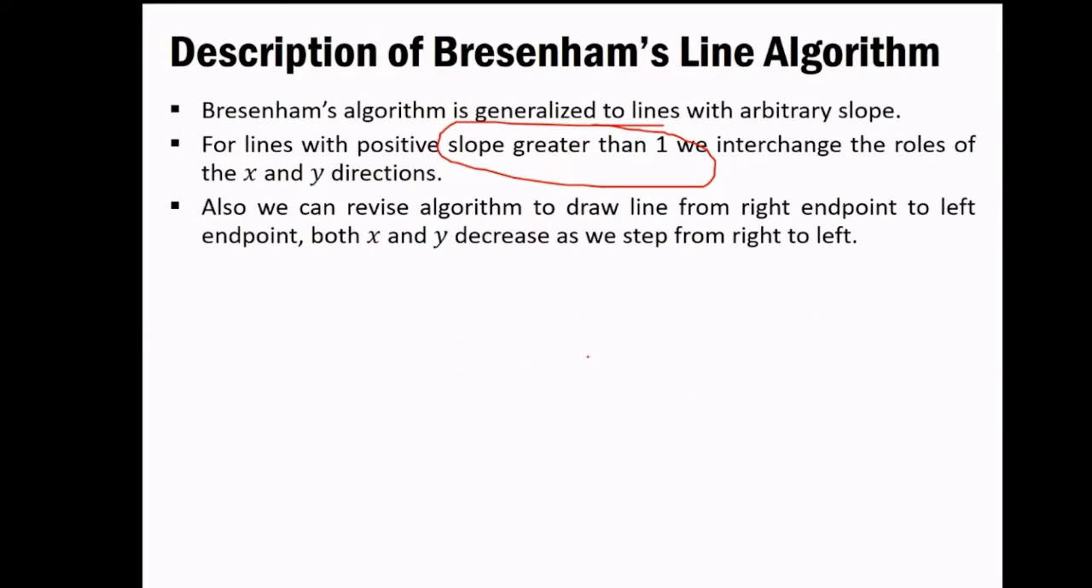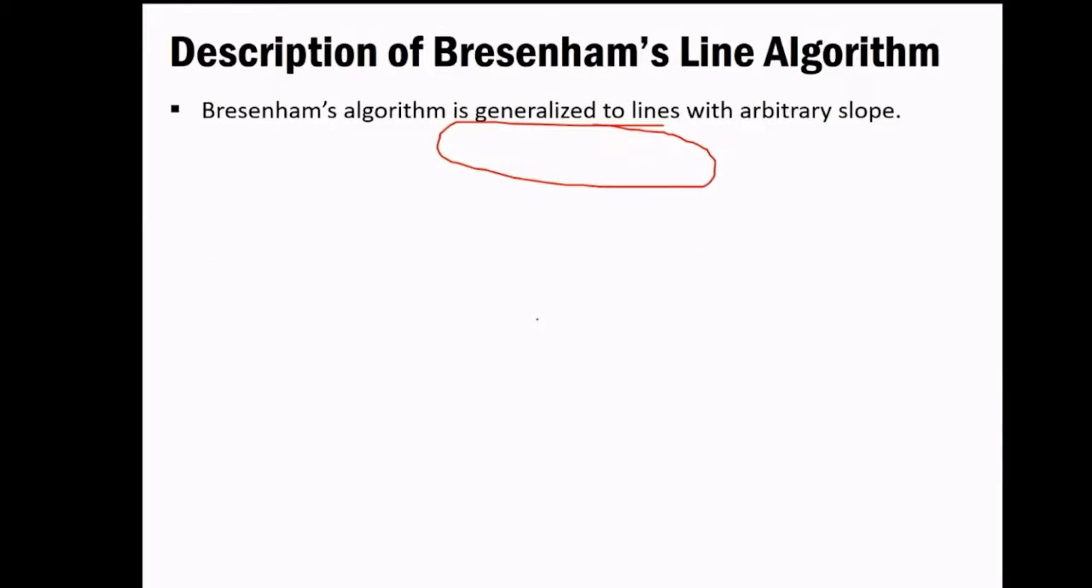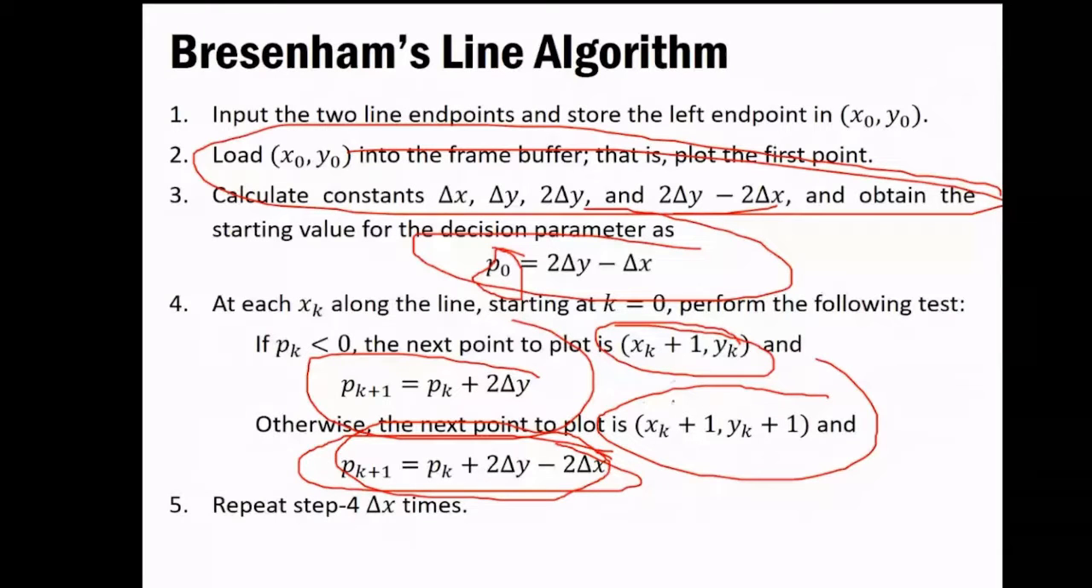Then we can revise the algorithm to draw a line from the right endpoint to the left endpoint, where both x and y decrease as we step from right to left. As I told you, the case won't be the same if we are going from right to left. So we have to decrease the x and y values. Right now in the algorithm we are incrementing, but if we are going from right to left, then we have to subtract: that is x_k minus 1, and similarly y_k minus 1. That is the case that we need to study.